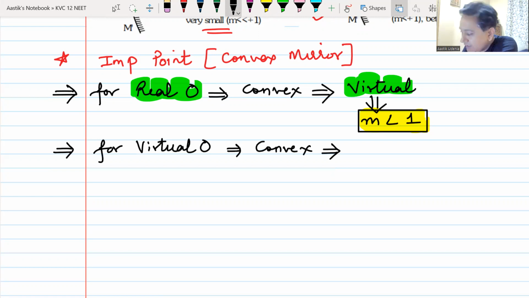What type of image can it form? If the object is virtual, please tell me, what do you think would happen? What type of image can a convex mirror form? Just use common sense. See what is happening. What type of image can a convex mirror form for a virtual object? Virtual image, sir. It can form virtual image. Anything else?